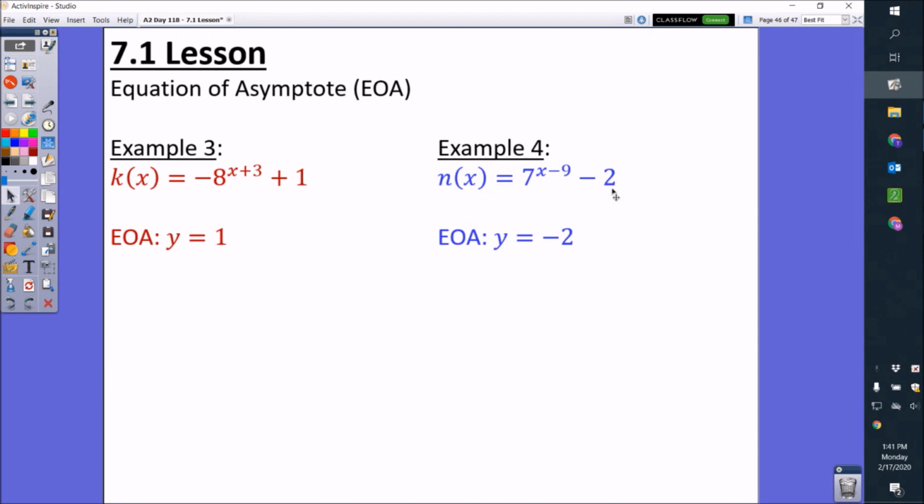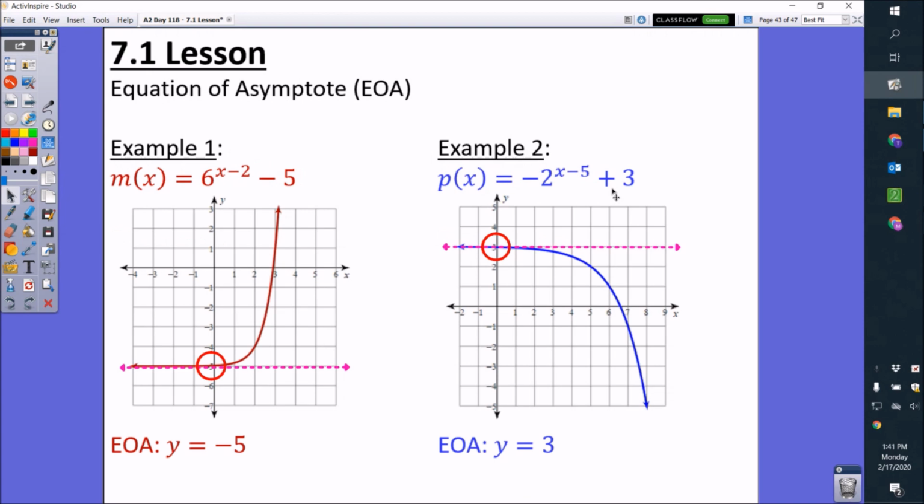So in terms of equation of asymptote, if I go back to the graphs, here's a horizontal asymptote. If you look closely at the bottom of the graph and the top of the graph, if you were to zoom in, you will clearly see that it goes towards the horizontal asymptote. For example 1, it goes towards negative 5, and for example 2, it goes towards 3, but it will never reach. Hence is why we classify it as horizontal asymptote.